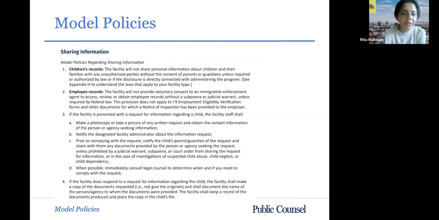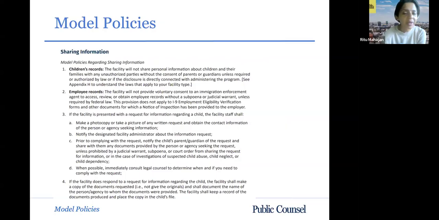So this is about sharing information. As we've already said, you're not to share the personal information about children and their families without the consent of the family, unless you're required to share this information by law or if it's directly connected with administering the program. Same thing applies for employees.